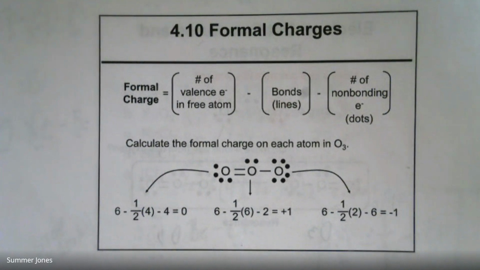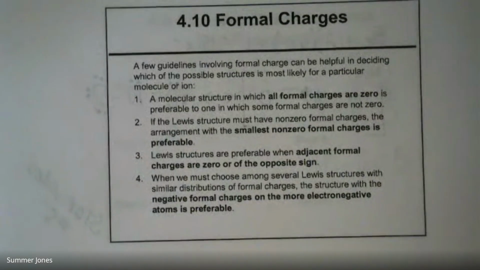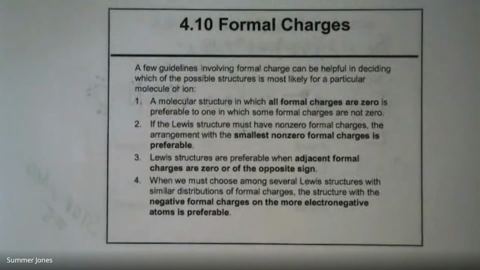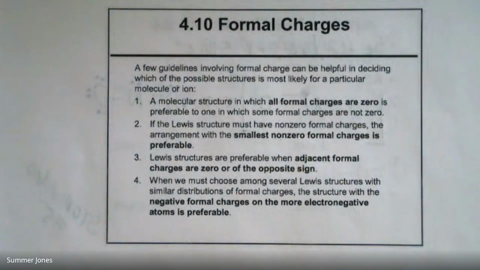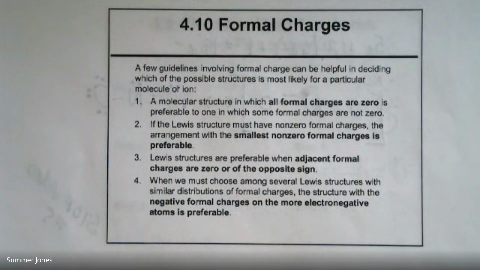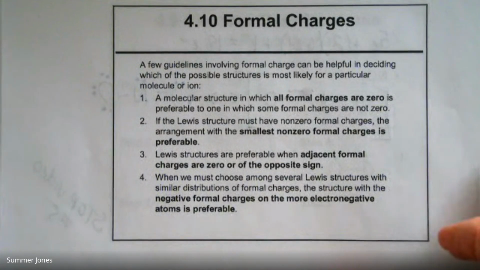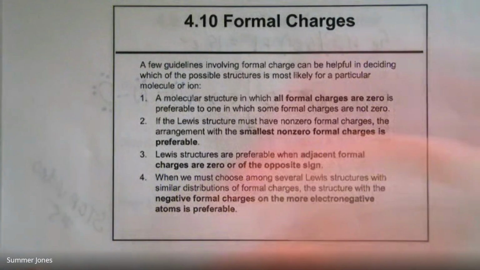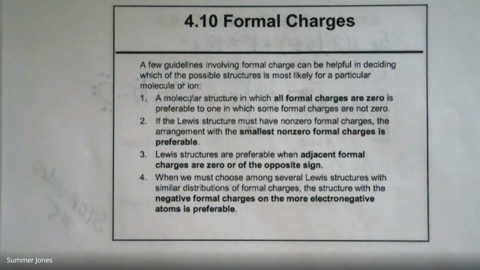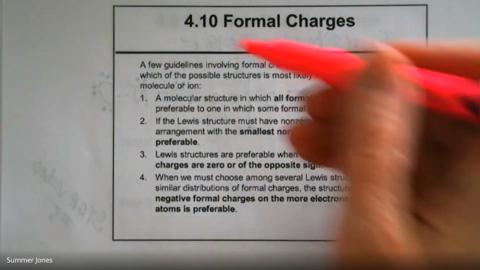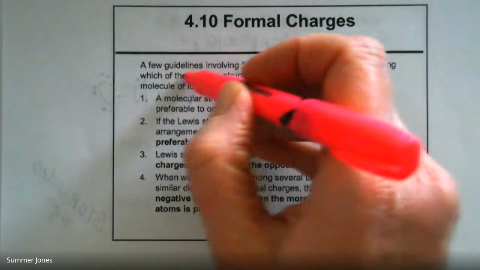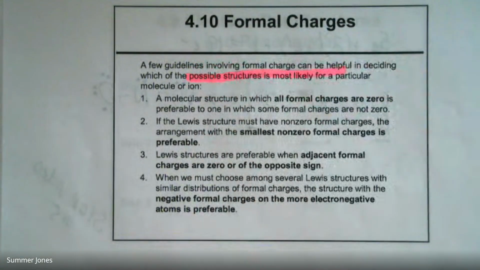I want to jump from the top of the page down to the bottom and just talk about what kind of formal charges are preferred. So we're going to look at each atom in the molecule to decide which Lewis structure is preferred. We're going to calculate that in just a minute, but I wanted to go over what we're looking for in the best structure. So again, it's just a possible structure. We're trying to use formal charge to find the possible structure that's most likely.